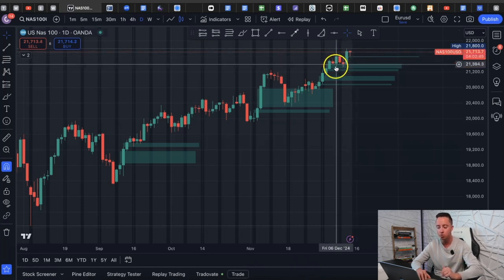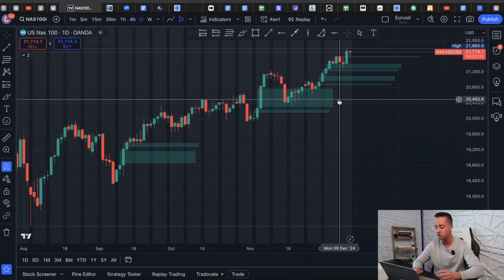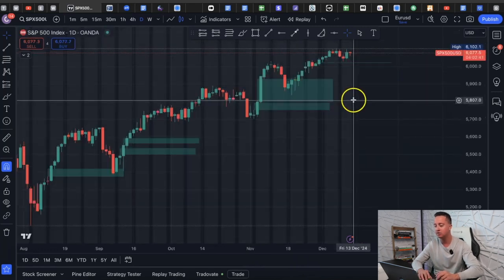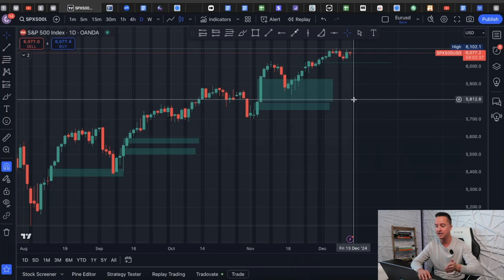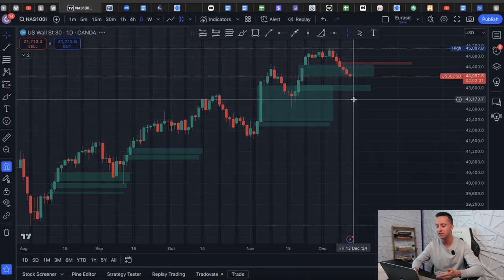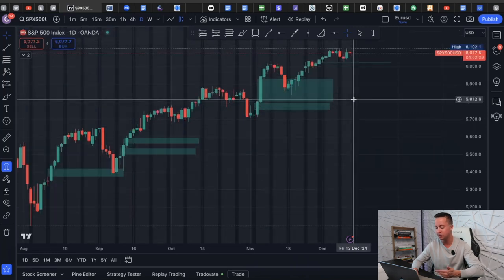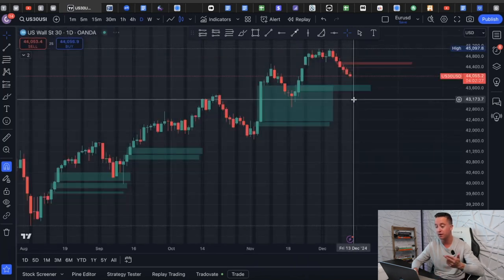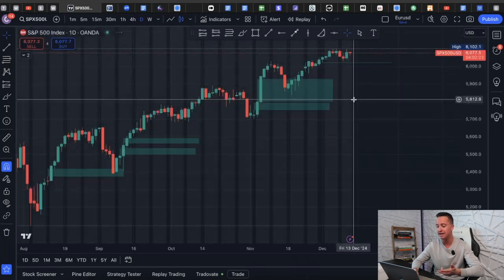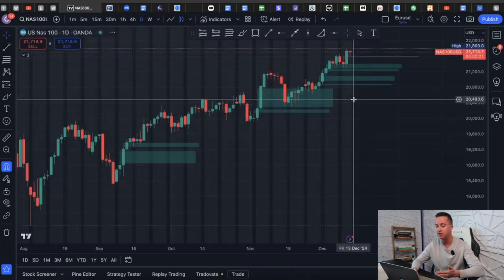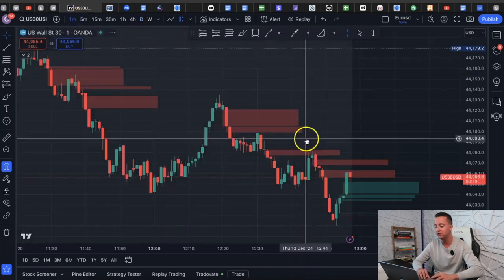So we can see we're extremely bullish right now on NASDAQ, and the same thing with the S&P 500. I've noticed that NASDAQ and the S&P 500 correlate more together than US30 does with either. So you can see the trend and the chart just look way different on US30 versus on NASDAQ and the S&P 500. Now let's go down to the 1 minute chart.